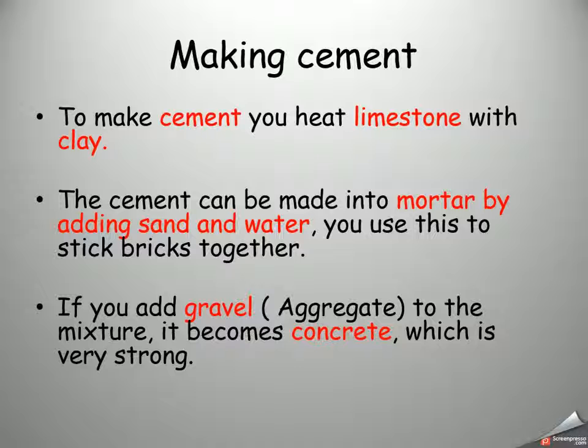There are three different things: how you make cement, how you make mortar, and how you make concrete. Cement is the first one. You get limestone and clay and you heat it together. So limestone and clay is cement. To make that cement into mortar, you add sand and water. That is how you make mortar. That rhymes. And then to turn that cement into concrete, you add the gravel.